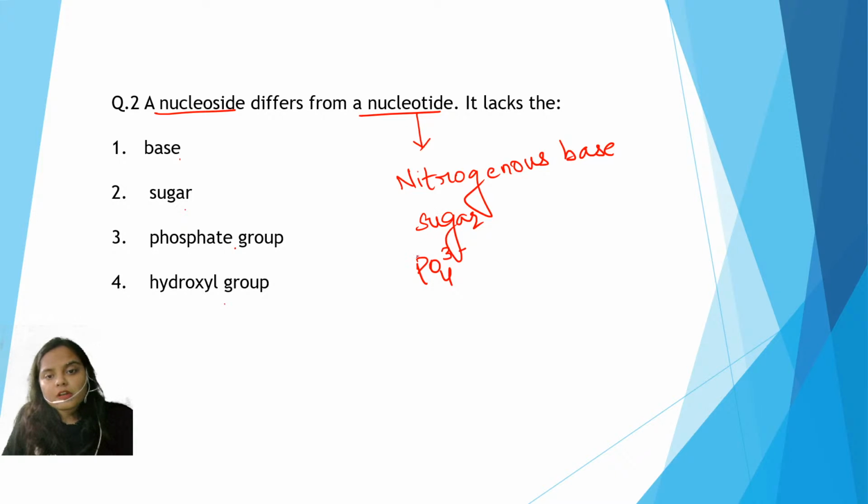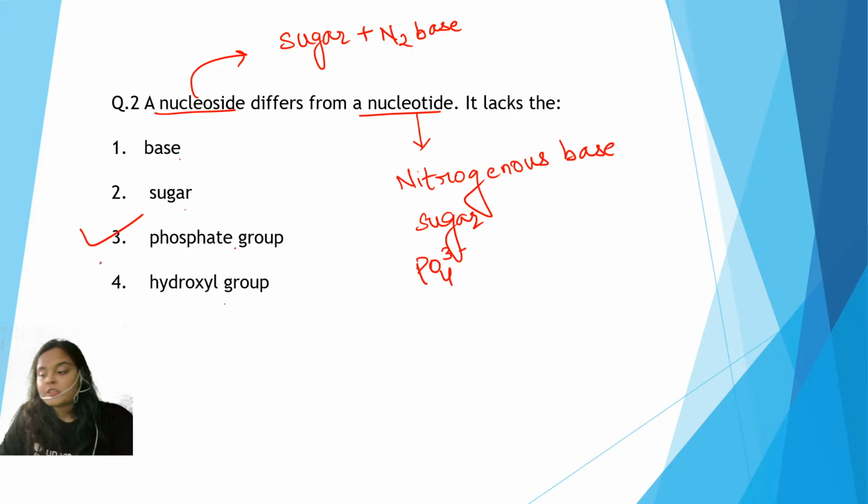Now, which one of the following structures is not found in a nucleoside? So a nucleoside consists of the sugar molecule along with the nitrogenous bases. Along with the nitrogenous bases, that means the phosphate group is missing. So the right answer is option number 3. Okay, right answer is option number 3. Very good, Kunal. Absolutely correct.